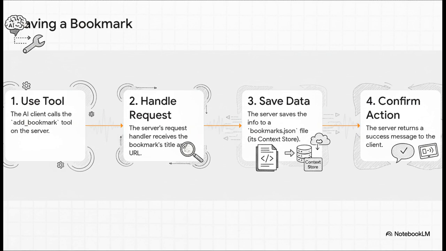Let's make this super concrete with a simple example. Let's say we have a bookmark manager server. The AI client decides, hey, I need to save this link. So it calls the add_bookmark tool on the server. The server's handler for that tool gets the bookmark's title and URL. It then saves that info to a simple bookmarks.json file. That file is acting as its basic memory, its context store. And finally, it sends back a quick message like bookmarks saved. And there you have it. A tool just translated the AI's thought into a real action.